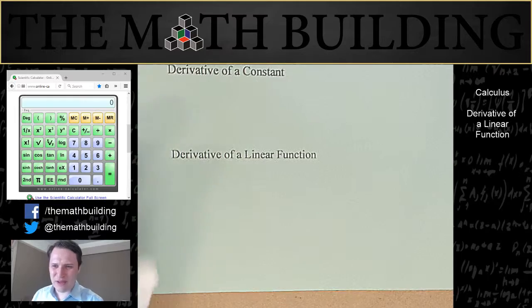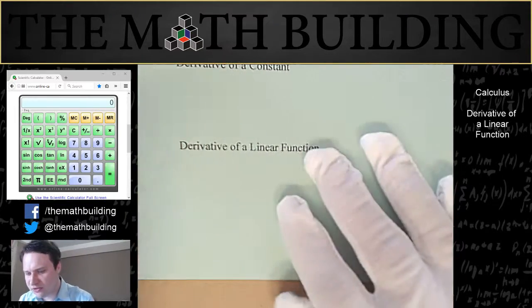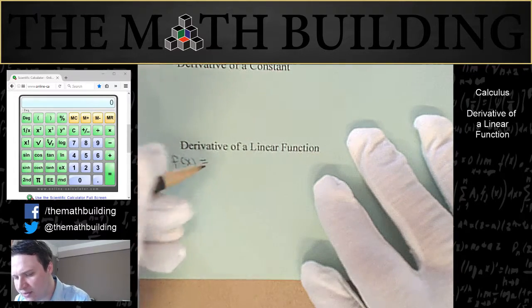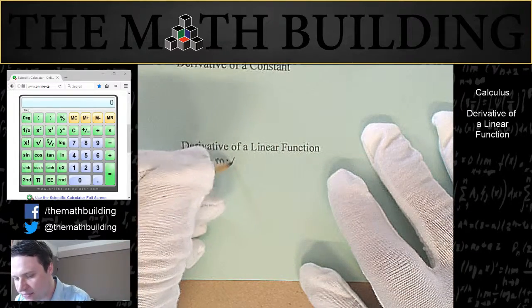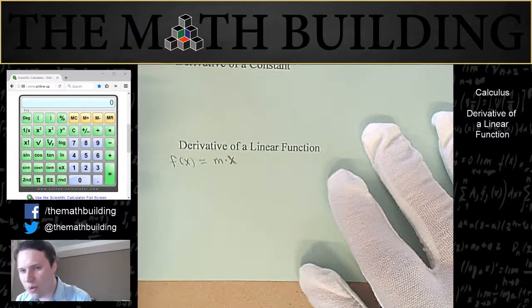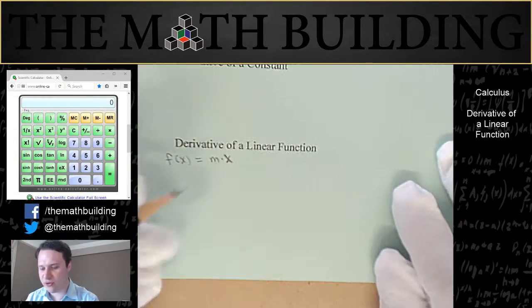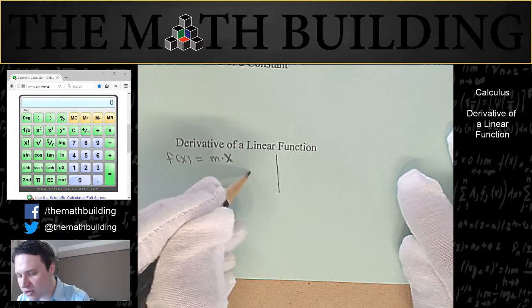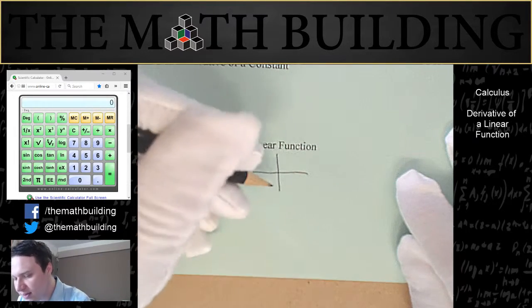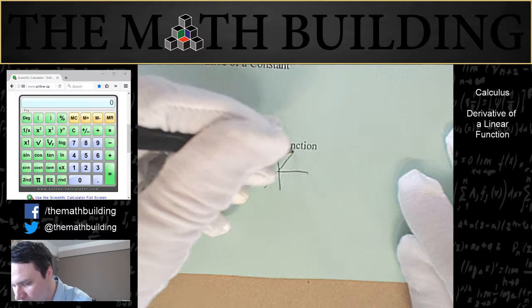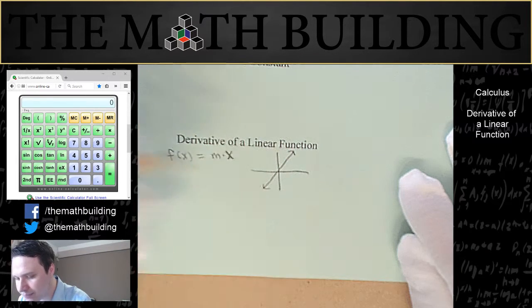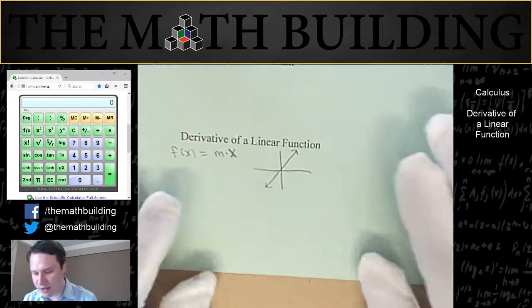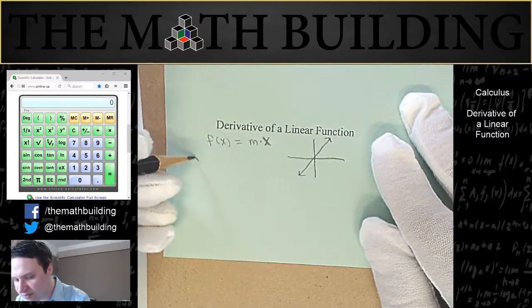So what would the derivative of a linear function be? Say I have some function f of x is equal to m times x. What would the derivative, the slope everywhere, be? Well, hopefully you know that a function like m times x is just a line going through the origin with a slope of m. That's what the function would look like. The slope might be positive or negative. And so the question is, what would the derivative be?